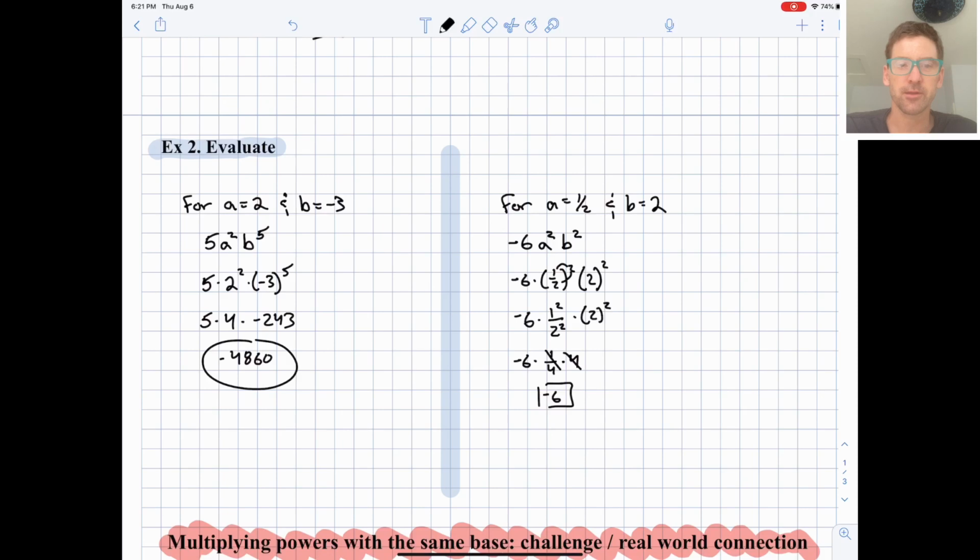All right, so lots of work with using the multiplying powers rule. When we're multiplying terms with the same base, but with exponents, we can add those exponents together. That's a good place to stop.